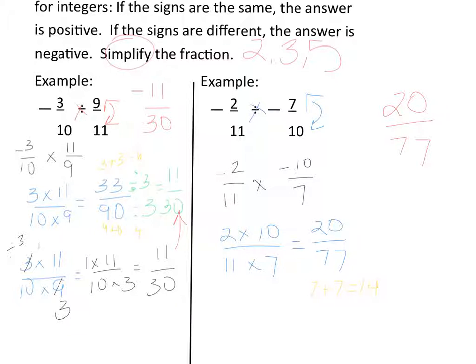To determine if the answer will be positive or negative, we look at the signs. 2 over 11 is negative, 7 over 10 is negative. The signs are the same, so our answer is positive. So our answer to negative 2 over 11 divided by negative 7/10 is 20 over 77.